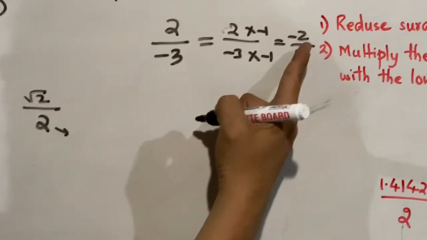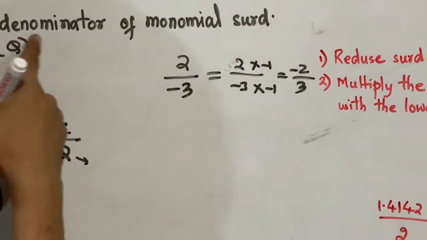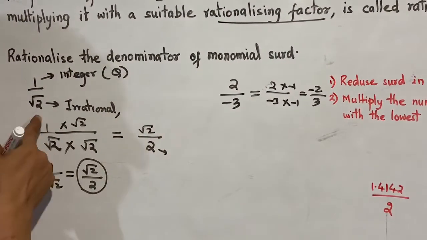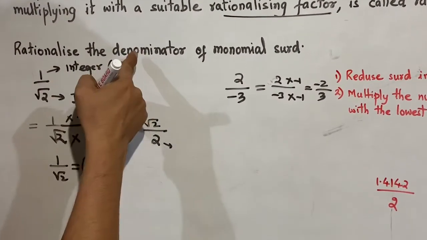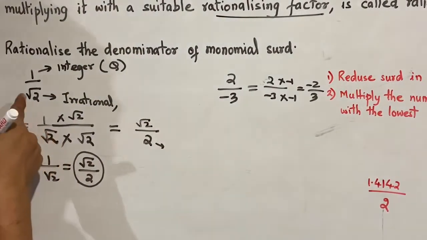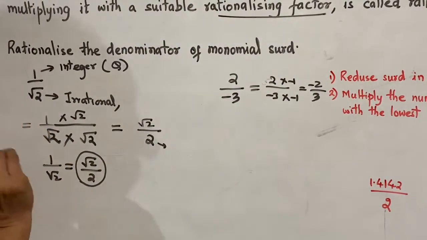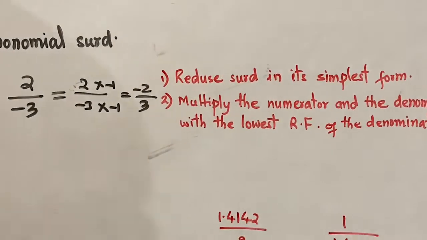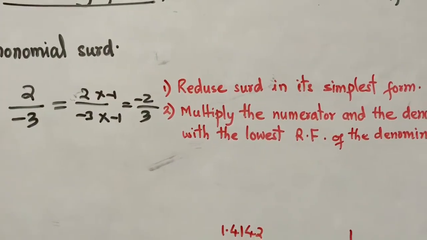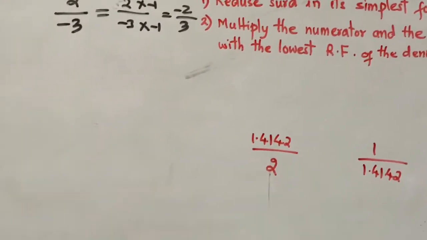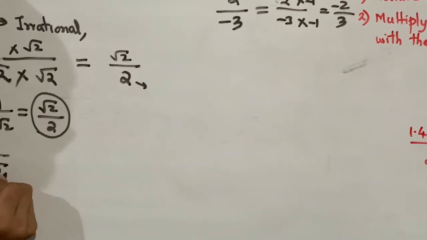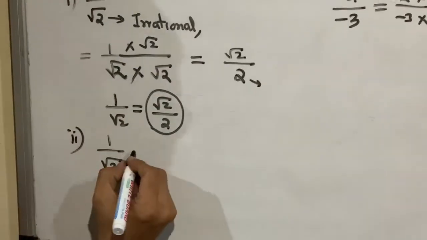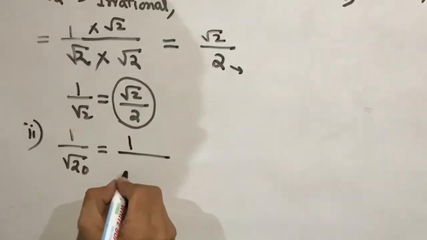So then, rationalizing the denominator of monomial surds. We need to convert this into simplest form.